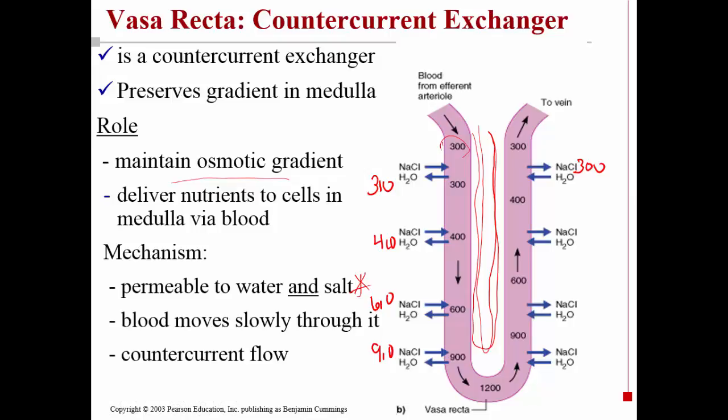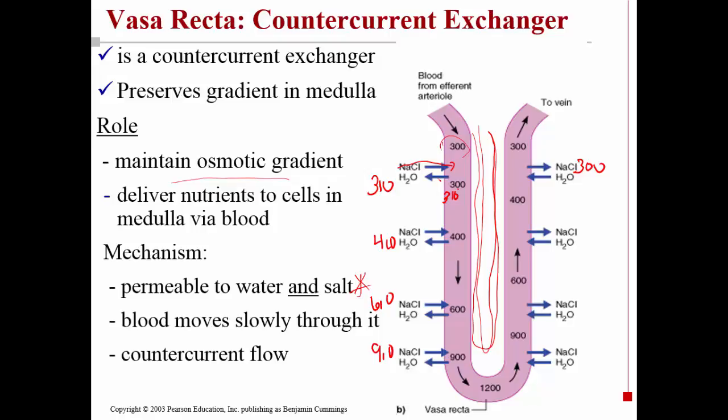So since it's permeable to both, sodium chloride will move in, because through the process of diffusion, it will go from higher to lower. And it moves in until the concentration inside and outside is the same, until it is 310 inside. Water, on the other hand, is going to move out. It's going to go from a more dilute solution to a more concentrated one via osmosis. And this will happen until equilibrium is reached, until it's the same inside and outside. And then this will continue down.